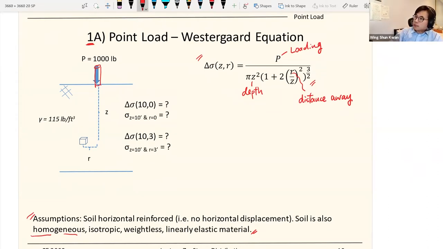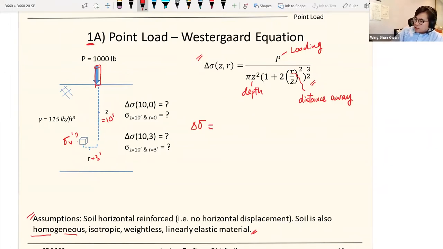And you want to find out, at a depth of 10 feet down and a distance of 3 feet away, what is the stress at this point? So you want to find out the theoretical stress at this point. First of all, you want to find out the distributed stress from the above ground loading. So we'll find the delta sigma that comes from the light post.